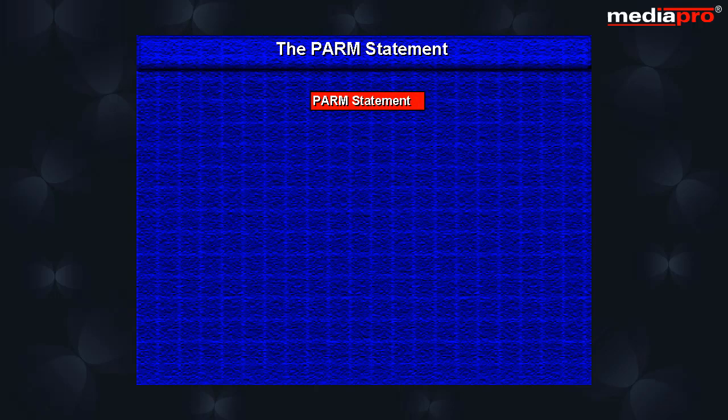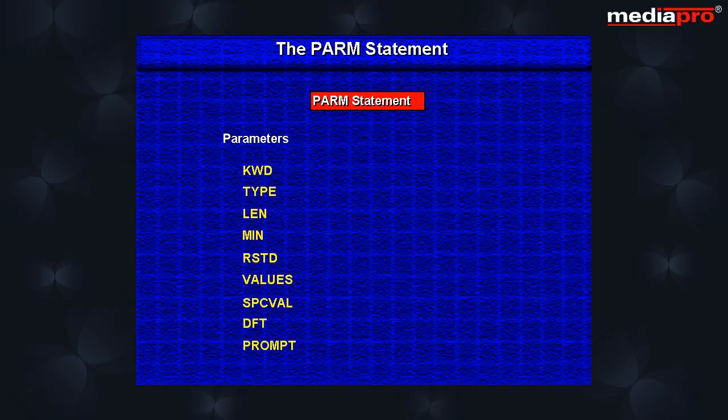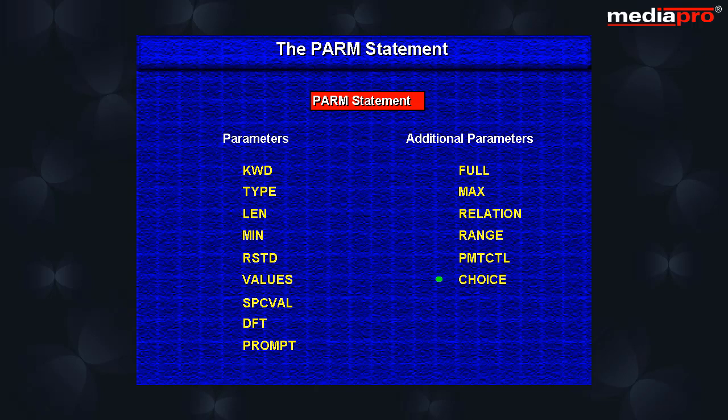First, let us look at the parameter statement. We saw some of the parameters that can be specified for this statement, such as keyword, type, length, minimum, restricted values, special values, default, and prompt. In addition, you can also specify the following parameters: full, maximum, relation, range, prompt control, and choice.